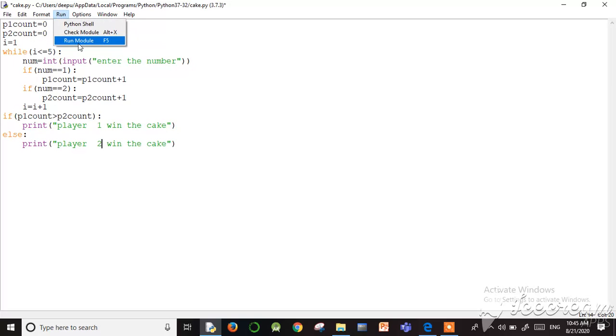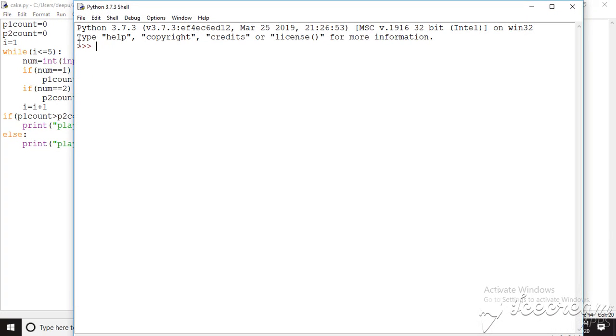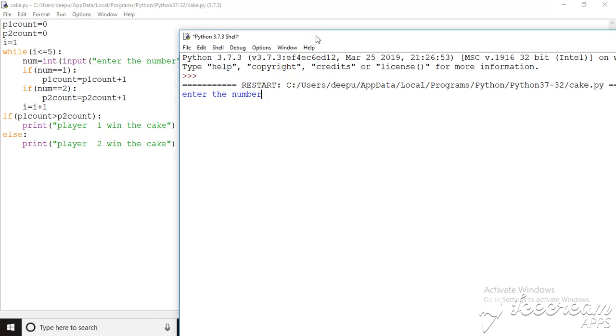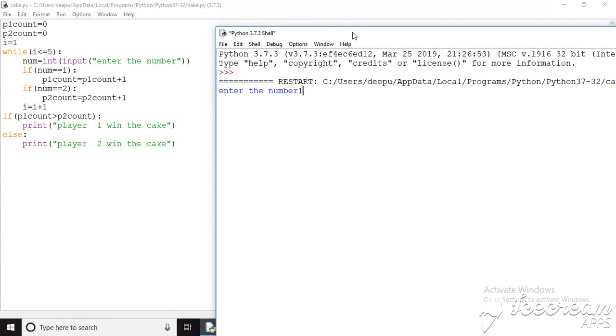Now we need to run the program. Look at the first prompt, enter the number. I input 1, so P1 count is incremented by 1. Then next I input 2, so P2 count increments, and again I input 1, then again I input 1.